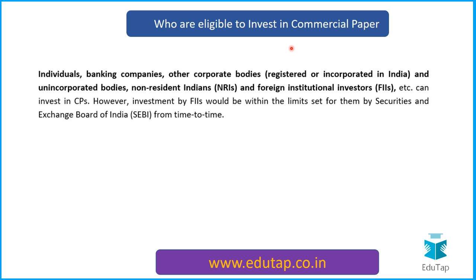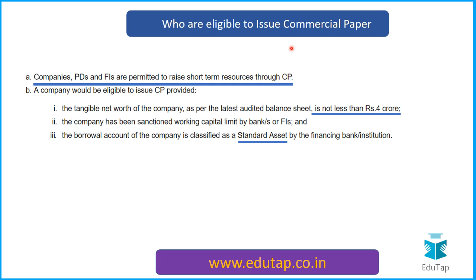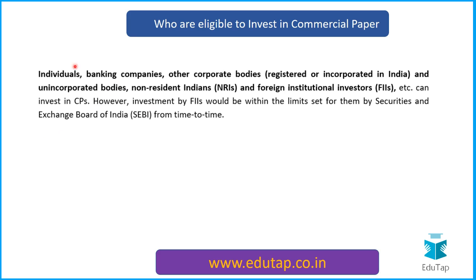And in the last slide we discussed who all can issue commercial paper: companies, PDs and financial institutions. But who all can buy commercial papers, or who all can invest in commercial papers? So individuals like you and me can buy commercial papers, banking companies, other companies like corporate bodies registered or incorporated in India, then non-resident Indians, foreign institutional investors. So almost everybody can invest in commercial paper, but the important point is that even NRIs and foreign institutional investors can invest in commercial paper. This is an important point for you to remember.